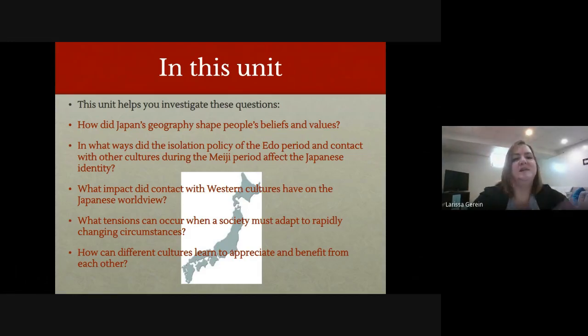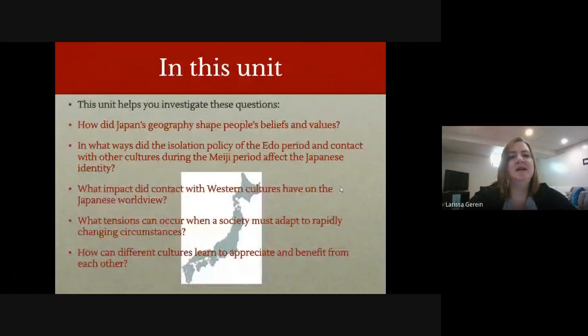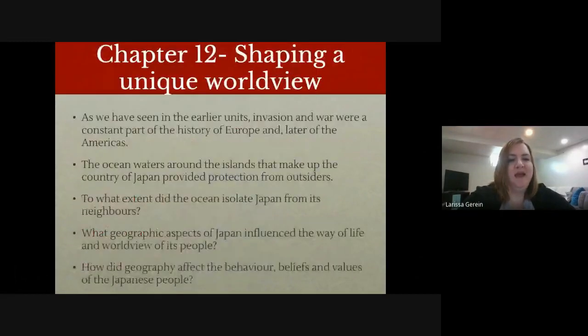The one that we're looking at today is this first one. Okay, how did Japan's geography shape people's beliefs and values? So shaping a worldview. Now, as we have seen in earlier units, invasion and war were a constant part of the history of Europe and later of the Americas. The ocean waters around the islands that make up the country of Japan provided protection from outsiders. So, to what extent did the ocean isolate Japan from its neighbors?